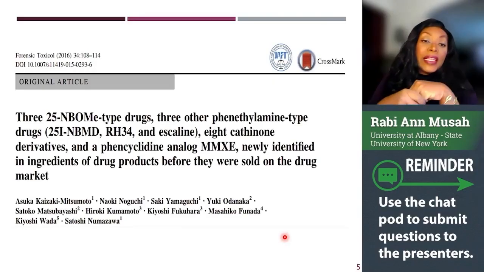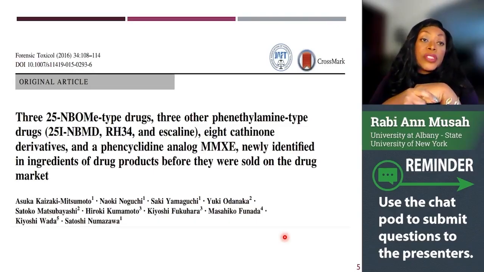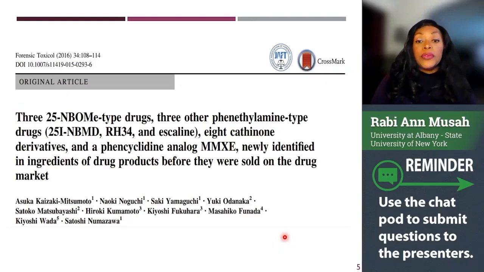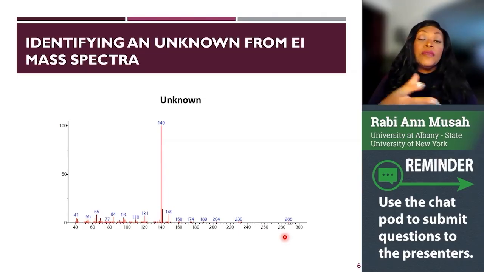Now, the type of challenge that a crime lab typically experiences is exemplified by the report here in this publication, which was in Forensic Toxicology in 2016, published by Kaizaki and others. I'm going to walk you through the experience that they had. They basically had submitted to their crime lab numerous samples of new psychoactive substances, an EI mass spectrum derived from a GC-MS experiment is shown here for an unknown.